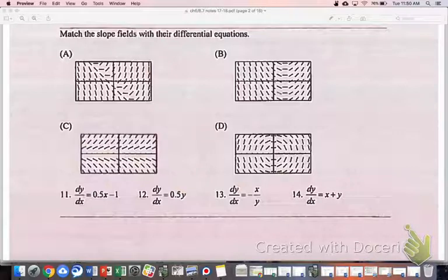So what did you guys match up? Hey, we're going to get started again. What did you guys match up with number 11? 11 goes with? B. Okay.